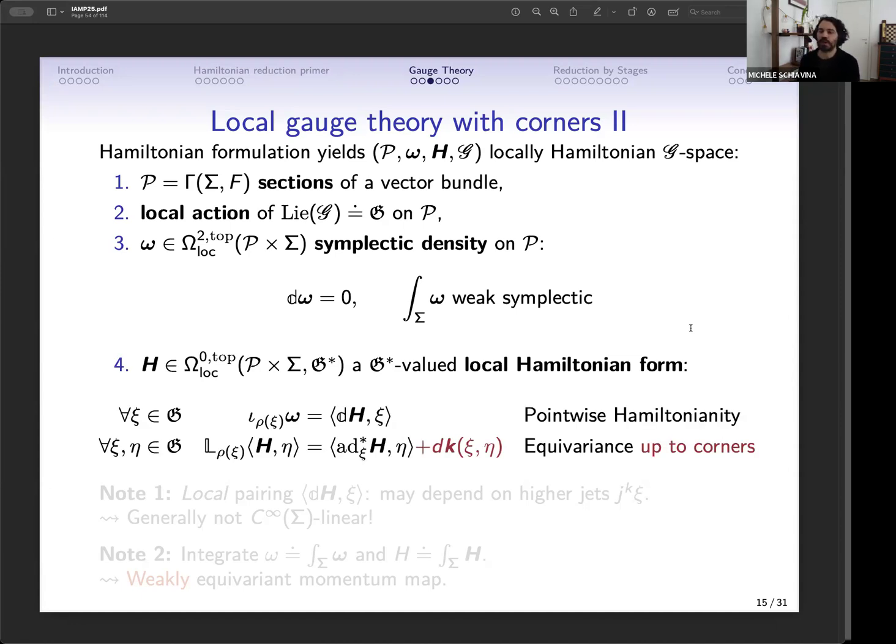Now I generalize the concept of Hamiltonian momentum map to the case where I'm doing everything point-wise, or say density-wise. So for me now, H is no longer a function from fields to the dual of the Lie algebra, but something slightly more general. It's a density of that. So I'm taking a functional on fields with values in a top form on sigma, with values in G star.